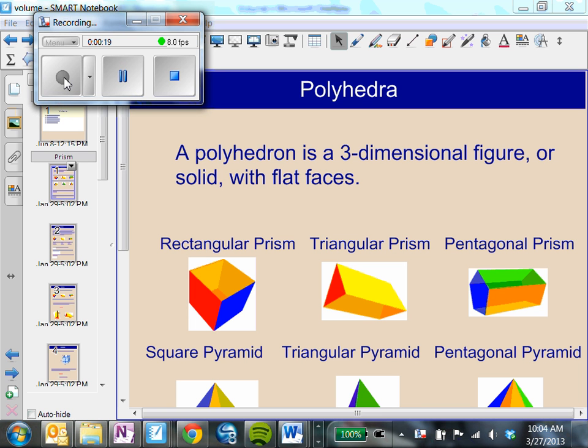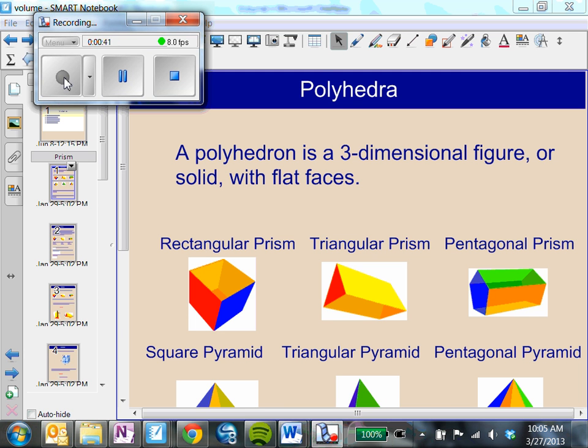Prisms are referred to as polyhedra, that's plural, polyhedron would be singular. They're three-dimensional figures, also referred to as solids, and they have flat faces. The prisms are made up of polygons. All the sides are polygons except the bases.